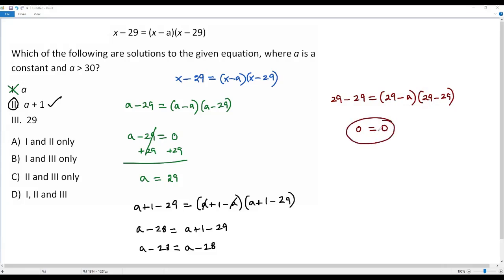Actually this is a true statement. When I plug in 29 for x into the given equation, I get a true statement. So this equation is true for all real values of a when x is equal to 29. Since it is true for all real values of a when x equals 29, it must be true for all real values of a greater than 30. So we can accept this one as well. So a + 1 and 29 are the solutions to the given equation which meet the condition a greater than 30. We find the second statement and third statement in answer choice C. So the correct answer choice for this one is C.